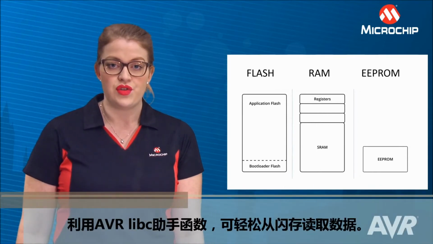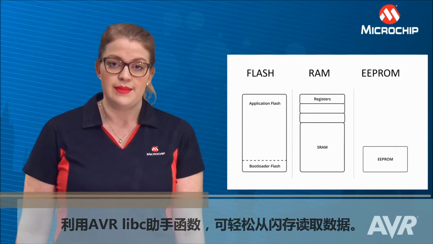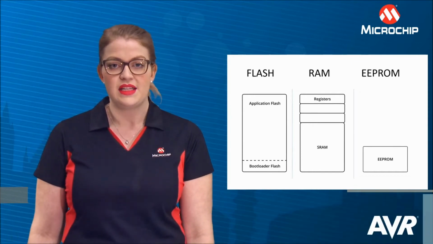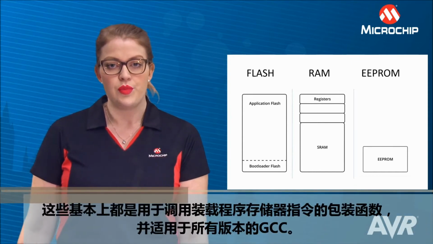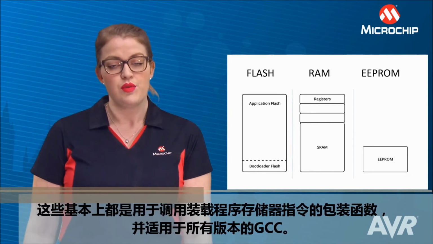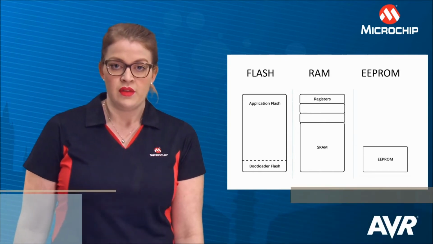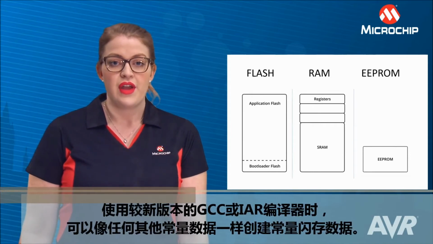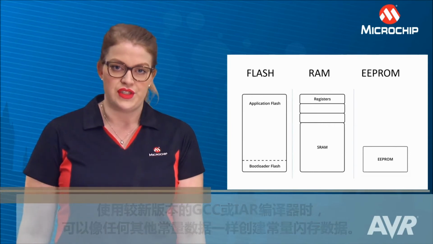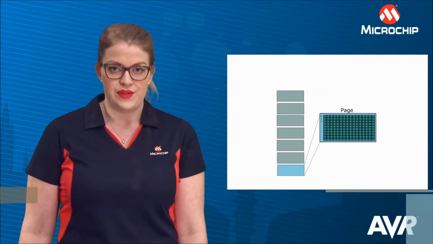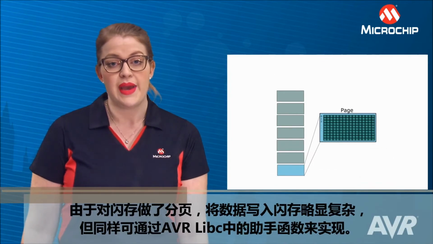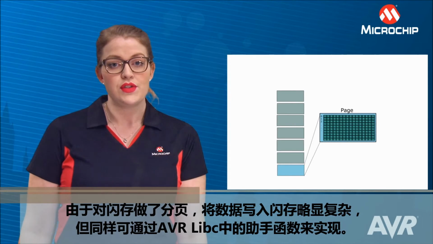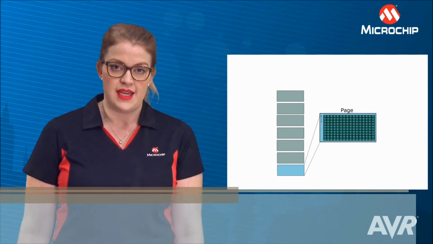Reading data from flash is straightforward by using the AVR libc helper functions. These are basically wrapper functions which call the load program memory instruction. This will work with all versions of GCC. When using later versions of GCC, or the IAR compiler, you can create constant flash data just like any other constant data. Writing data to flash is slightly more complicated due to the paging of the flash memory, but is also covered by helper functions in the AVR libc.